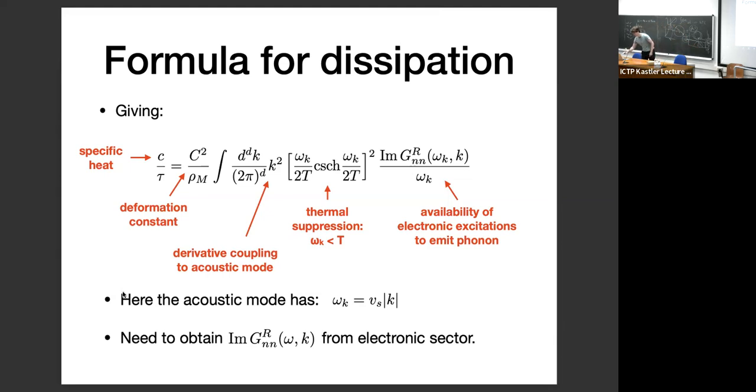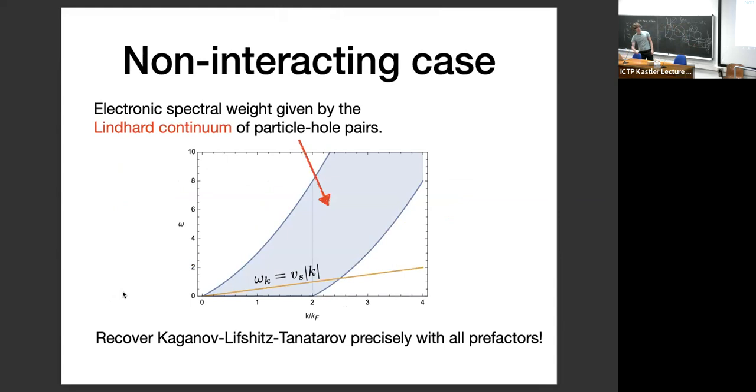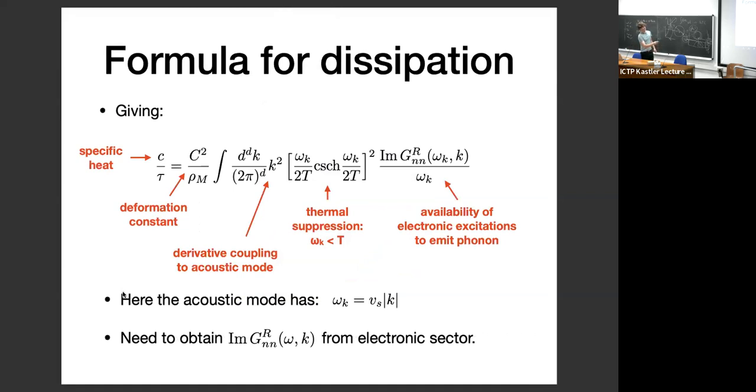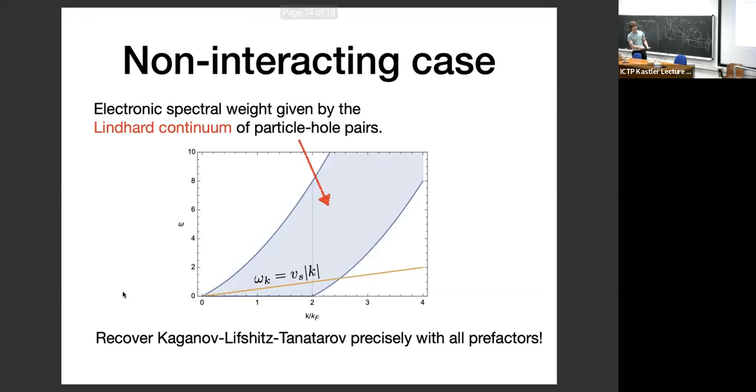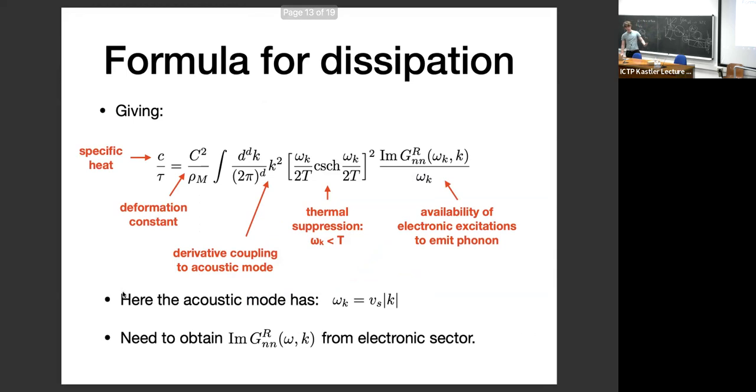As an example, you can take this formula and plug in the free fermion version of the G_NN, which is this guy. This is the same plot I showed you before. This integral here is the integral along the orange line. You do the integral along the orange line of this formula, you put in the Lindhard form, and you'll get the Sovietal formula on the nose. That's trying to convince you that this is the correct formula. If you put in free fermions, you'll get the textbook formula.